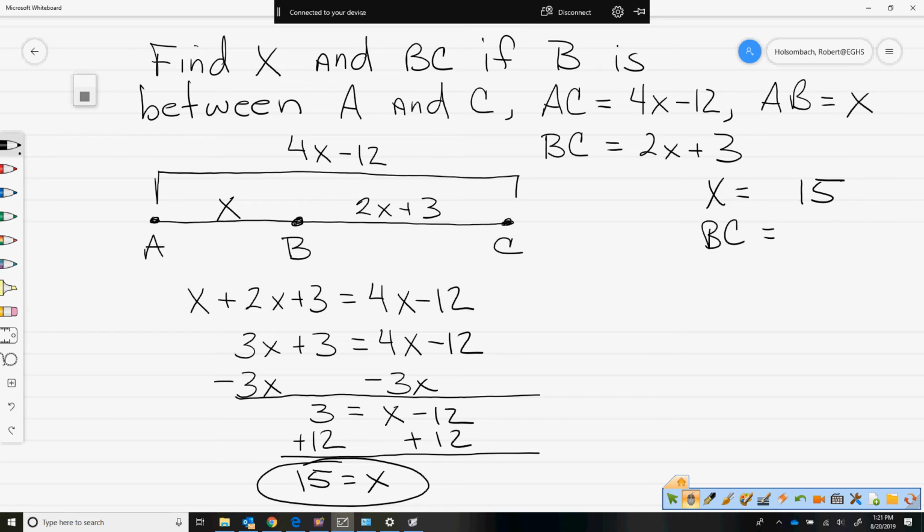This piece right here is equal to 15. B to C is going to be 2 times 15 plus 3. So 2 times 15 plus 3. All right, so that piece is 33. And if you're asked to find AC, then you could just combine the two pieces, and 15 plus 33 is 48.